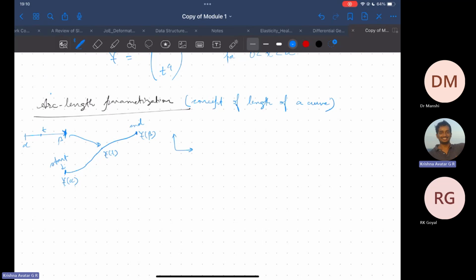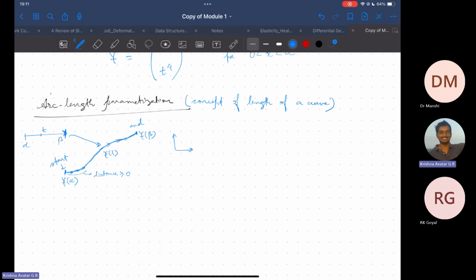This is our destination. As you move along this curve, you are covering some distance, right? And you know the distance by definition is always greater than or equal to 0. It is 0 only when we have not traveled anywhere. Otherwise, it's always greater than 0. As we are progressing along this curve, the distance always keeps on increasing.